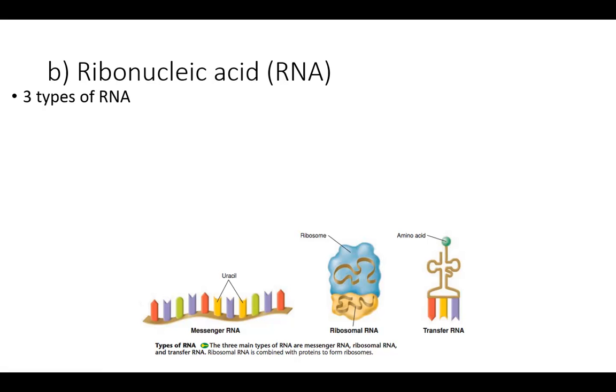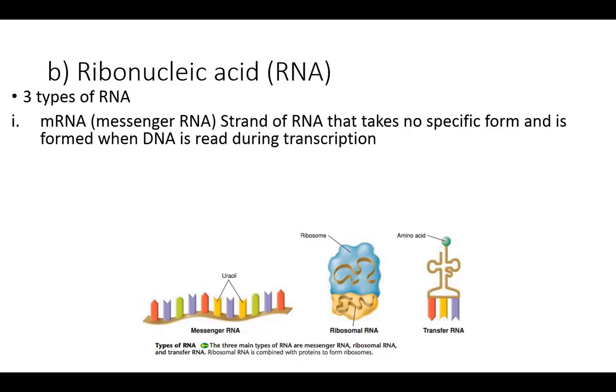Alright, so RNA is the other type, and there are 3 types of RNA. Messenger RNA is made by enzymes that basically read the DNA and they match the bases with RNA bases. Okay, and this process is called transcription. It does not take a specific form, it's usually just a long string of nucleotides.